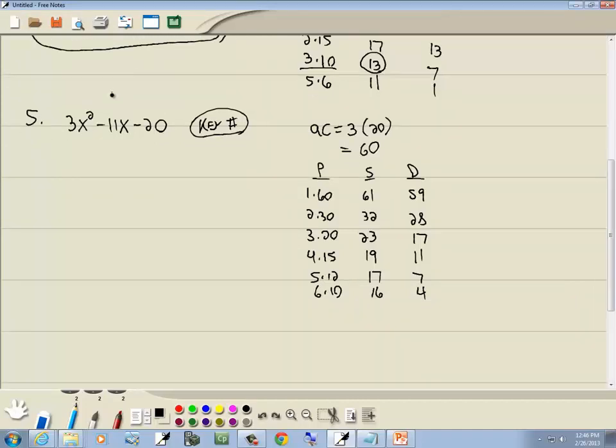We're still looking for the number in the middle. That doesn't change. So we're looking for 11, which is right here, which means we're going to use 4 and 15. But we're going to use it slightly differently. We're going to rewrite our middle term using those two numbers.